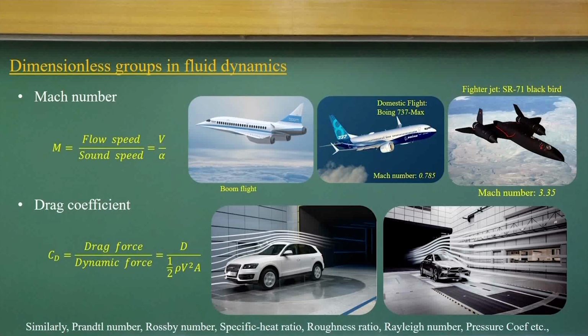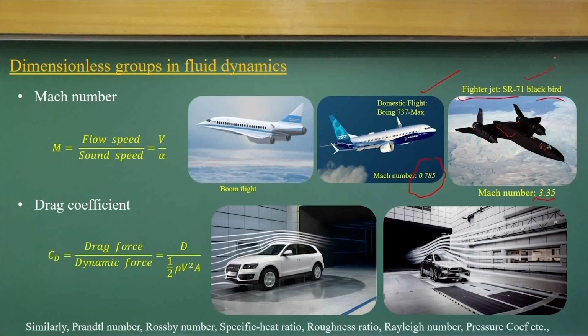This number becomes 1 when the flow speed is equal to the speed of sound. If you look at the Mach number of a Boeing 737's flight, the maximum will be 0.785, which is a subsonic flow. But if you talk about the fighter jet SR-71 Blackbird, the Mach number is 3.35. That means the flow velocity is much larger than the speed of sound. You can understand it that way, but this is not the case for your domestic flight.